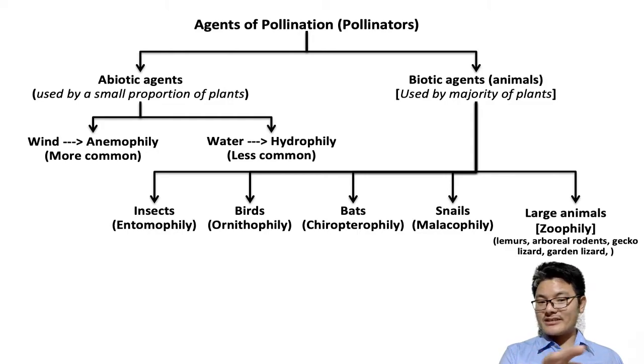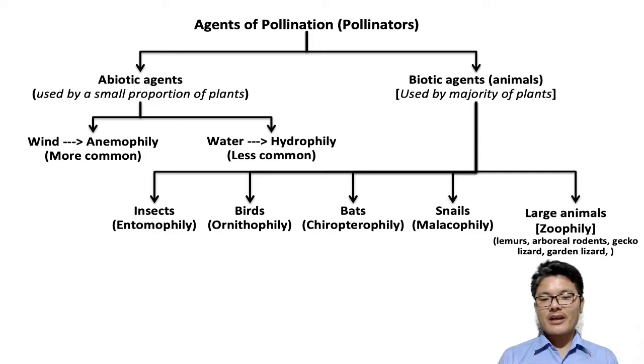Though I have stated all these different terms, you have to remember that pollination is done either by non-living agents or abiotic agents, or it is usually achieved by biotic agents. That means animals are involved in pollination.